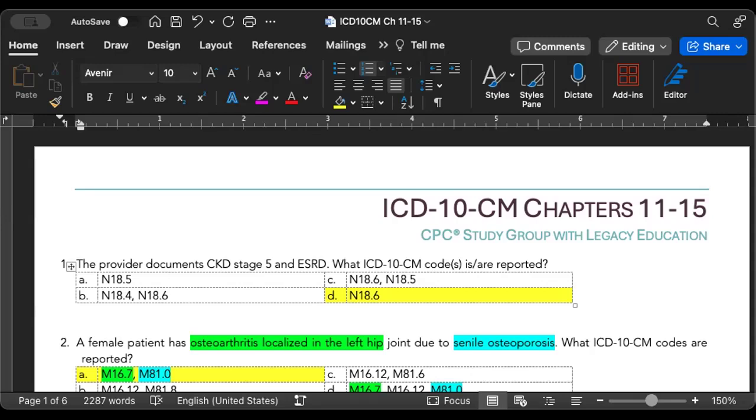Excludes, so Excludes 1 versus Excludes 2. Excludes 1 means that they cannot be coded together. So you can either have one or the other, but you should never code the two codes together. Excludes 2 means that you can code them together, but you need two separate codes and it's not a combo code.